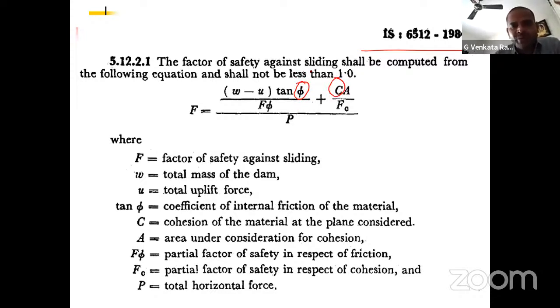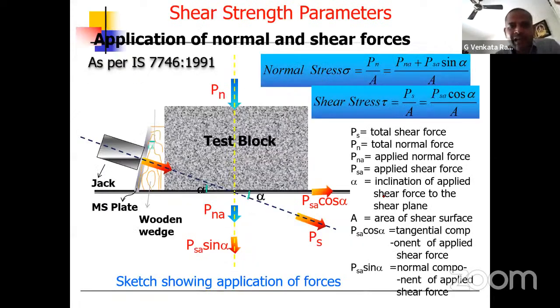Now I will go for how we have to determine them. Without failing, the evaluation is a little tough task. So what we have to do, one particular code is there on how to conduct those particular tests in the field. That code is IS 7746, Indian Standard Code. According to that code, we have to perform the tests.